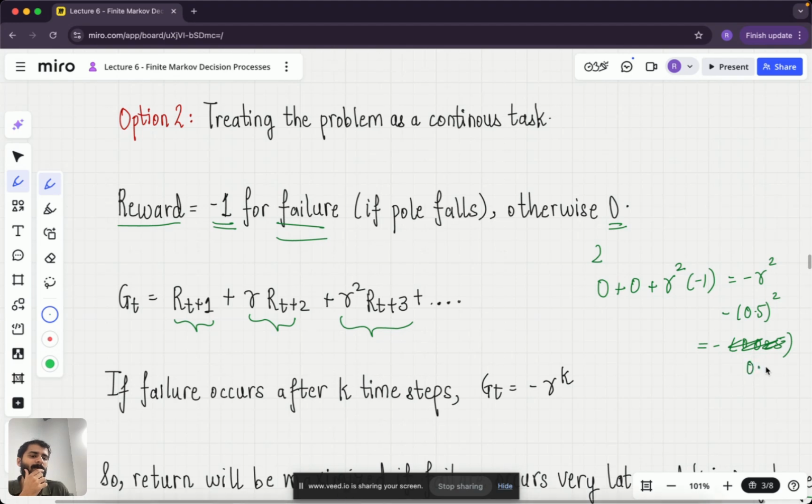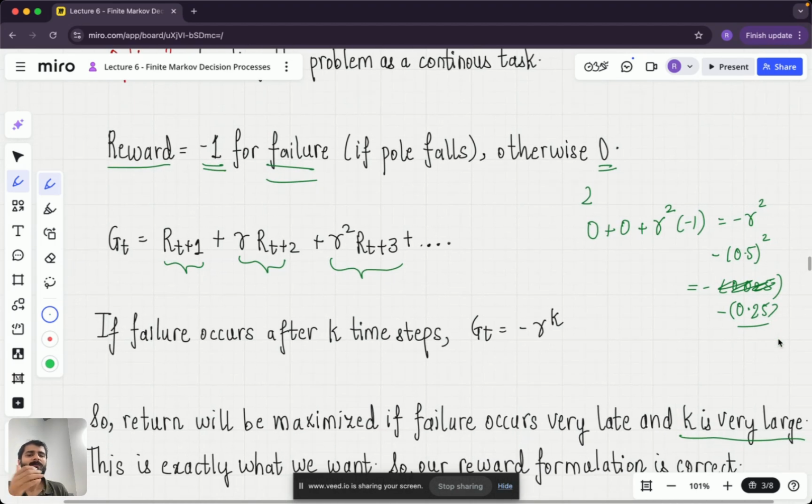This is going to be 0.25. Okay, so this is going to be negative of this. Now let's say the pole falls over after three time steps. So it's going to be 0 plus 0 plus 0 plus gamma to the power 3 minus 1, which is equal to minus 0.5 cube. It is equal to minus 0.0125.